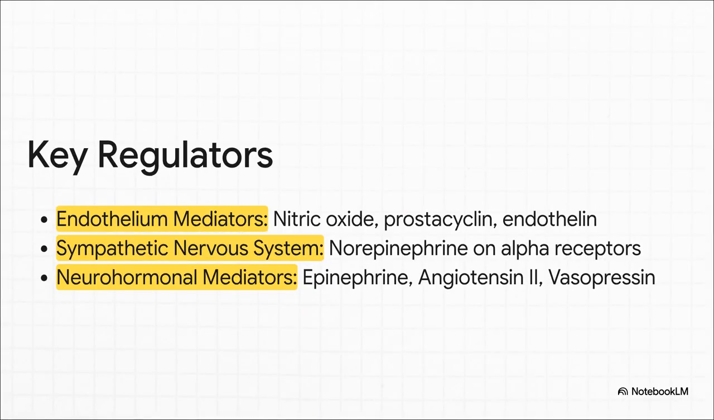So this delicate balance doesn't just happen by accident. It's tightly controlled by a whole bunch of signals. We can really group them into 3 main categories. First, you've got mediators from the endothelium. That's the inner lining of the blood vessel itself. Things like the vasodilator nitric oxide and the incredibly potent vasoconstrictor endothelin. Second, there's the sympathetic nervous system, which releases norepinephrine to act on alpha receptors, causing vasoconstriction. And third, you have a whole range of neurohormonal mediators just circulating in the blood, like epinephrine, the powerful angiotensin II, which we're going to talk a lot more about, vasopressin, and the natriuretic peptides, which actually help things relax.